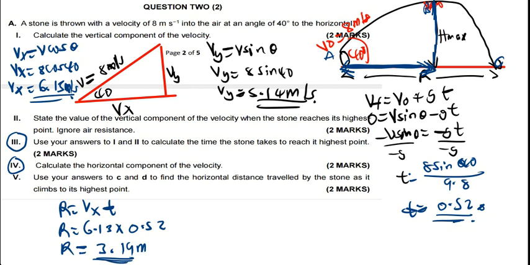Now, in a case where the question was to find the horizontal distance traveled by the stone as it lands on the ground, then I was supposed to use the total time, which is from A to C.